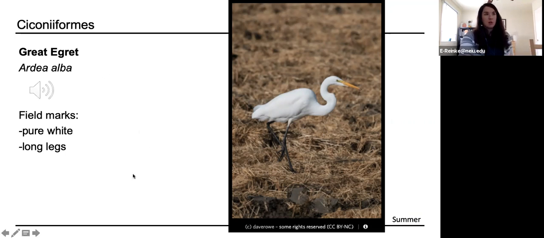So pretty similar in a lot of ways, right? It's got that same croakiness. They are summer here, so most of them will be moving south.